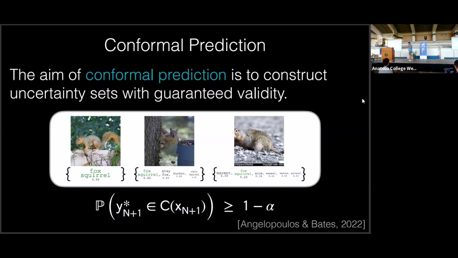And so the goal of conformal inference then is to construct some set, call it C of X, such that the true label is in that set with some probability. So 1 minus alpha, say alpha is 0.05, so 1 minus alpha is 95%. So we want the true label to be in this set with 95% confidence.